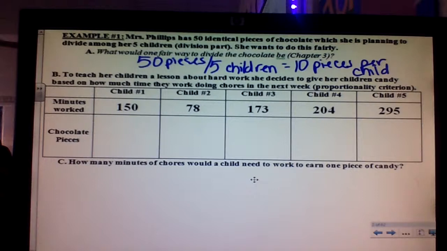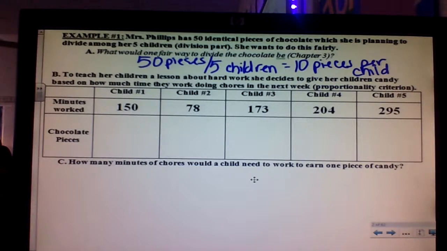Okay, so it shows you how many minutes each child worked doing chores. Child 1 has 150 minutes, child 2 is 78, child 3 is 173. Of these children, who would get the most chocolate? Child 5, because they worked the most. Who would get the least? Child 2.